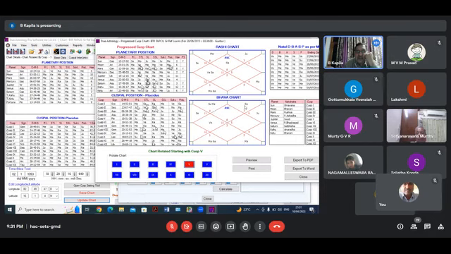सारे co-rulers हो गए? हाँ, हो गया. हो गया? कोई डाउट?